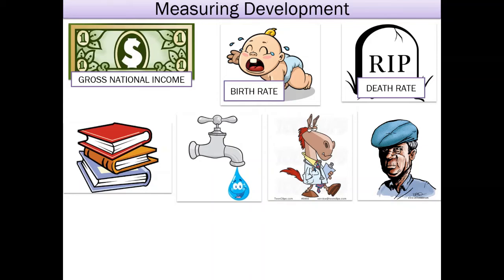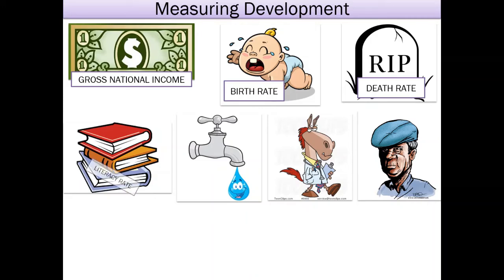If your death rate is high, if you're having a higher amount of people dying, that's a bad thing, because that would mean that actually your level of development is lower. If your death rate is low, so you have less people dying, it means that you're having a higher level of development because maybe, like I said, they've got better healthcare.